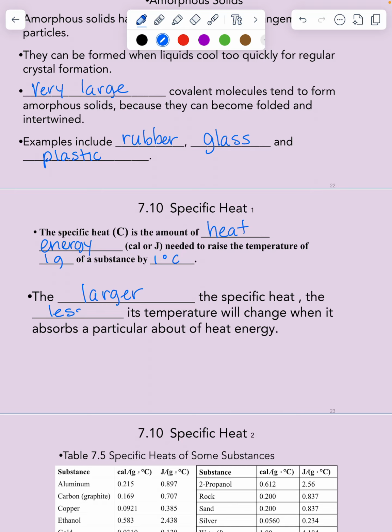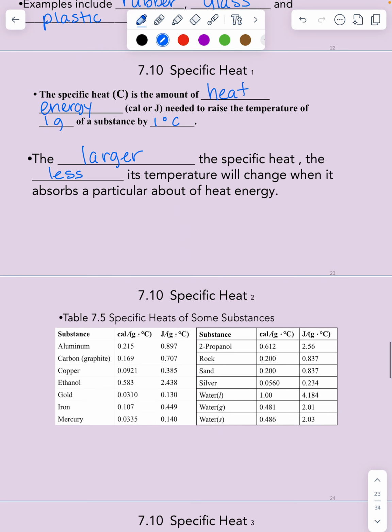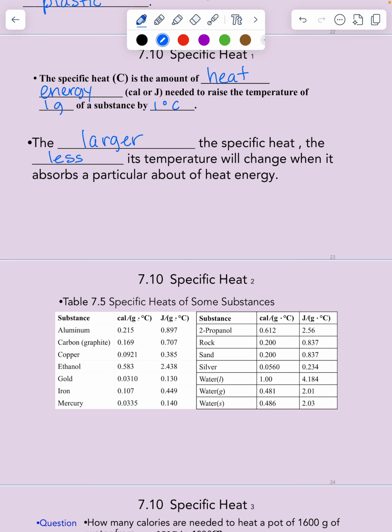Water's on our list. We see that liquid water has a specific heat much higher than everything else on the list: 4.184 joules per gram degree Celsius. For everything else, the next highest one is propanol, which is a type of alcohol. So water has a very high specific heat, and it's one of the reasons why water is used to put out fires. It can absorb a lot of the heat energy from the fire, and so it makes a good tool to put out fires.